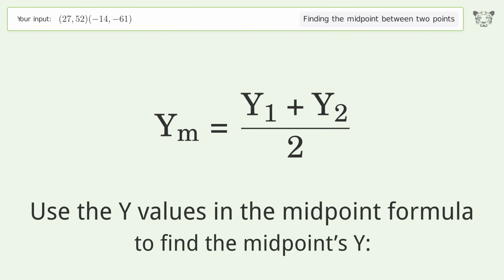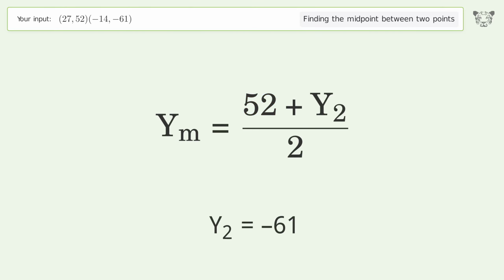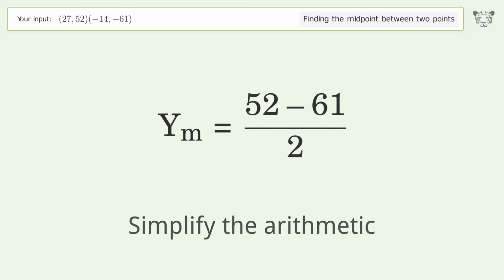Use the y values in the midpoint formula to find the midpoint's y. y1 equals 52. y2 equals negative 61. Simplify the arithmetic.